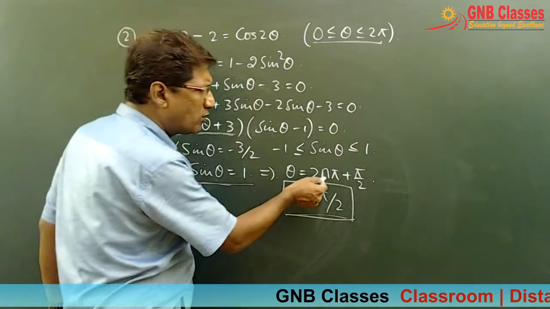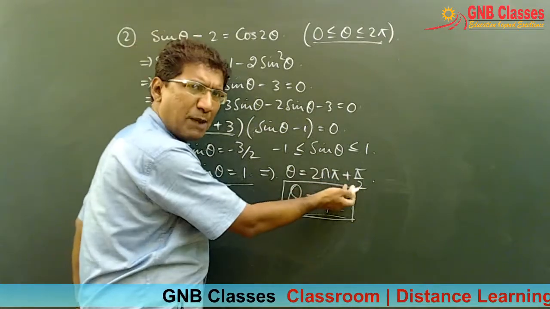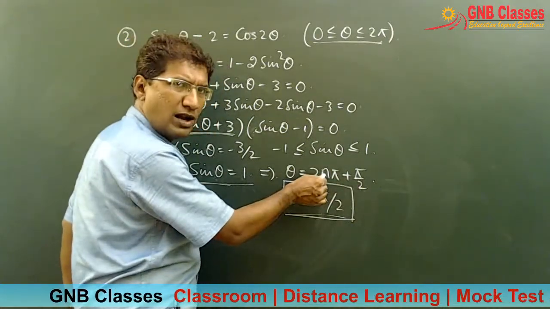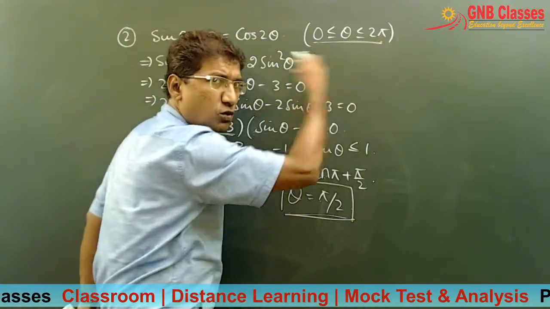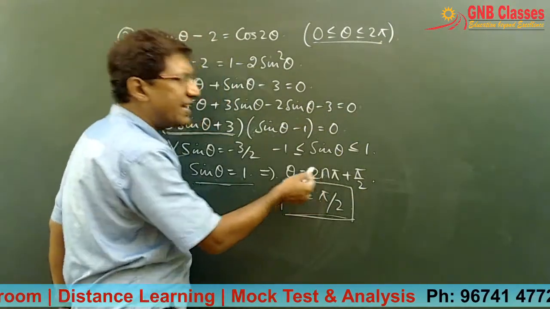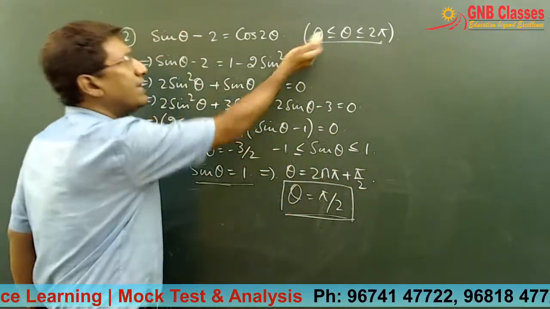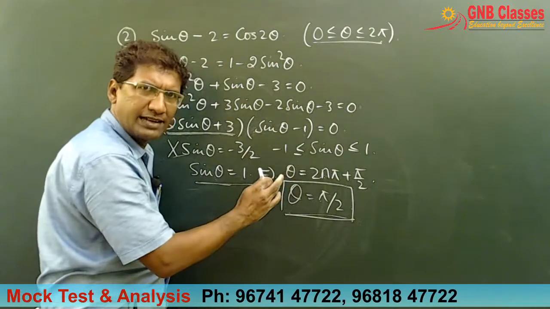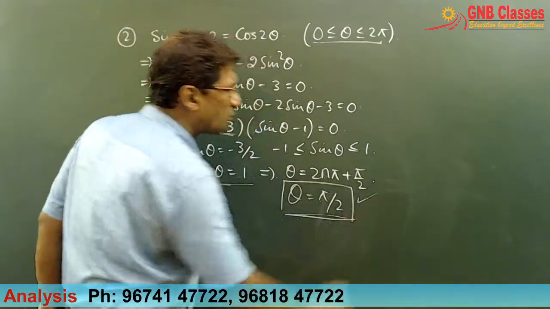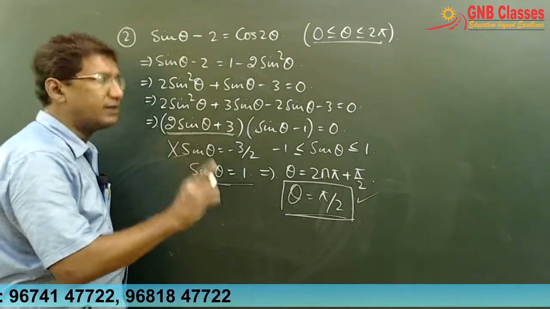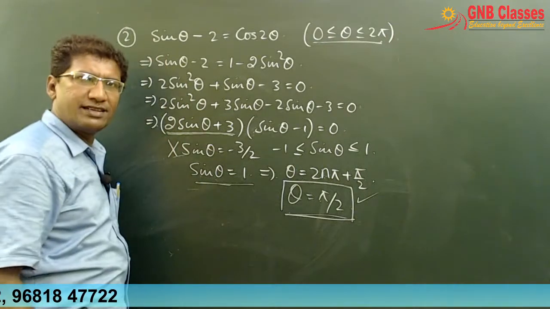Otherwise, you can simply put n equals 0 over here. We are getting pi by 2. If I put n equals 1, it is going beyond this, so we have to reject that. Even if we take n equals minus 1, it is falling less than 0, so we have to reject that. Is it clear? So theta equals pi by 2 is the only solution for this equation. Is it clear to all of you?